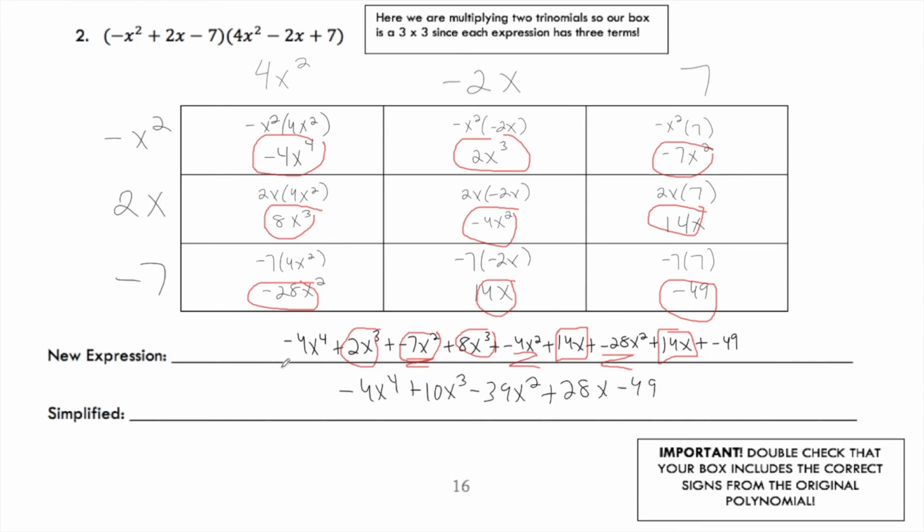So when I simplify, I'm going to go ahead and get negative 4x to the fourth plus 10x cubed, because I have positive 2 and positive 8x to the third. I get negative 11x squared because I have negative 7 plus negative 4, which is going to be negative 11x squared, plus negative 28, which is going to be negative 39x squared, plus 28x, because I'm adding 14 and 14, minus 49.